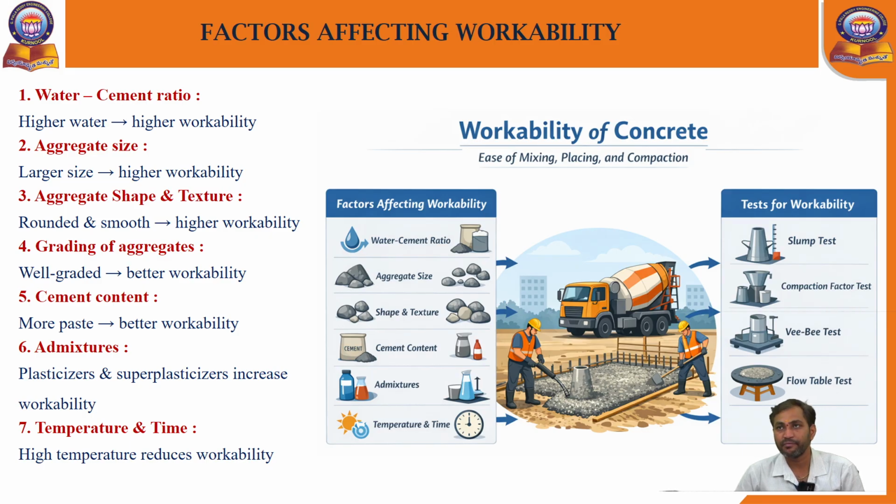Now, my students, when we are manufacturing the fresh concrete, we do some measurements and quality controls. In that, there are some factors that we identify. Those factors are: first, water cement ratio; second, aggregate size; third, aggregate shape and aggregate texture; fourth, grading of aggregates; fifth, cement content, nothing but cement quality and cement quantity; next, admixtures; and last, seventh, time and temperature. These are the different factors which affect the workable nature of fresh concrete.